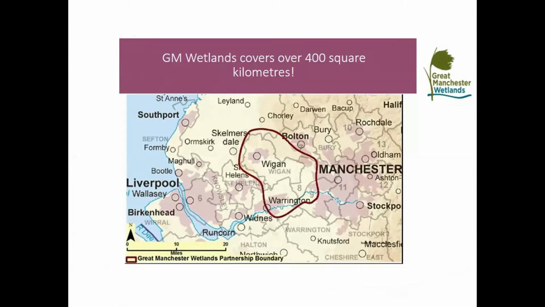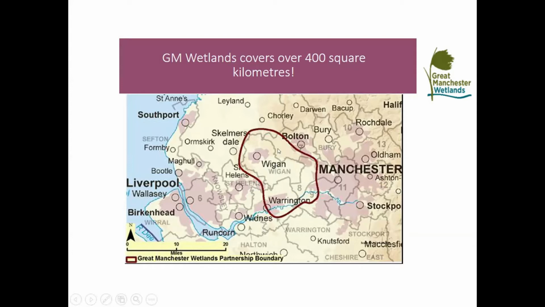the Great Manchester Wetlands. It's great, not greater, because it doesn't just include bits of Greater Manchester, it includes bits of Warrington as well. So we refer to it as the GM Wetlands Nature Improvement Area, and this red line shows you the area of the NIA.